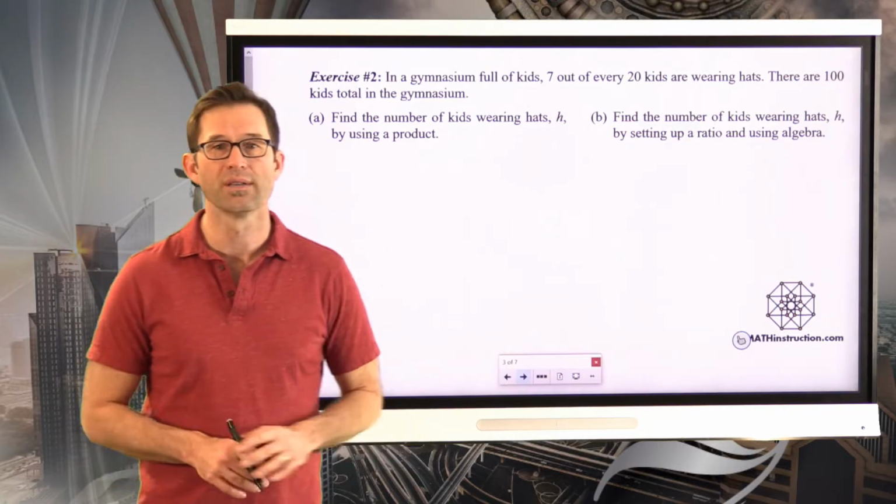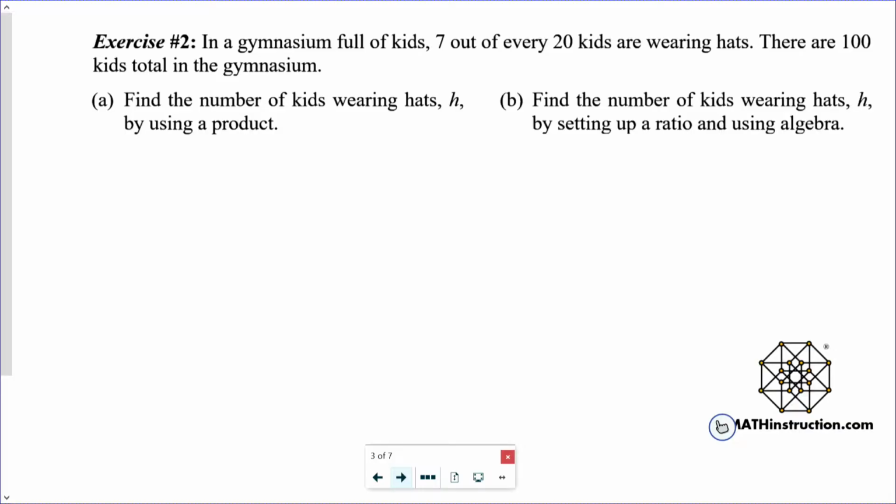Here we go, exercise number 2. In a gymnasium full of kids, 7 out of every 20 kids are wearing hats. There are 100 kids total in the gym. Letter A asks us to find the number of kids wearing hats, H, by using a product.